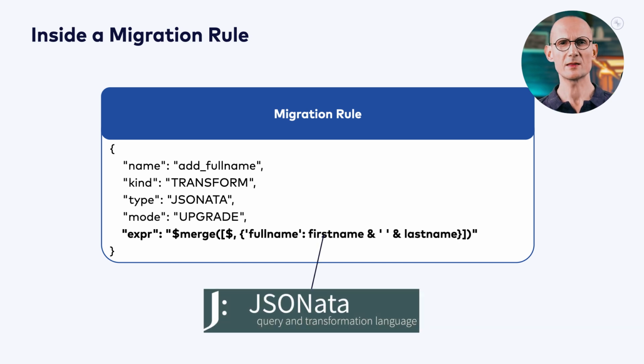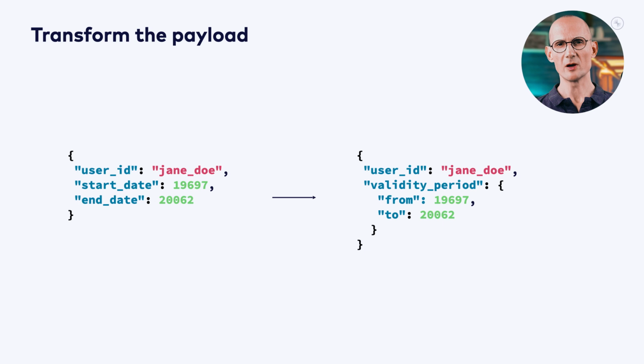Lastly, we write the JSONata expression. Here we create an object with a derived property called full name, which is the concatenation of the first name and last name properties. The merge function adds this property to the message. Going back to our initial example, it's a bit more involved.